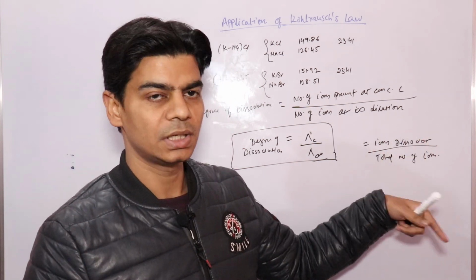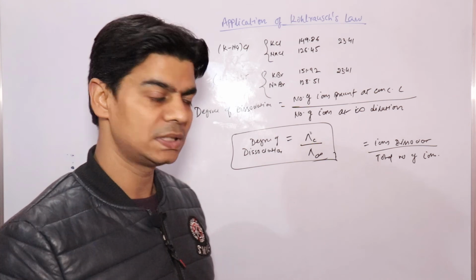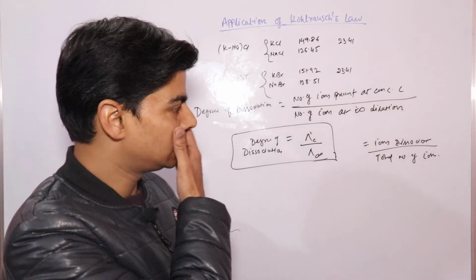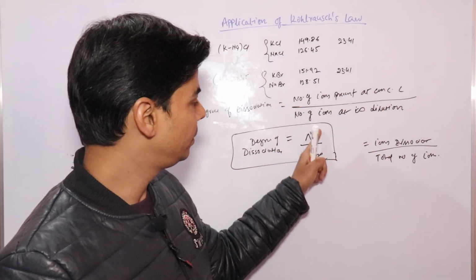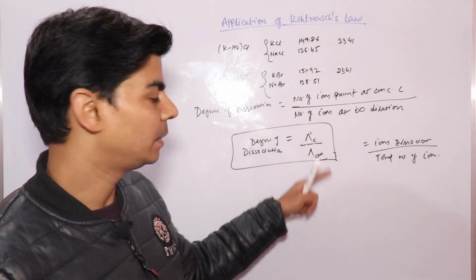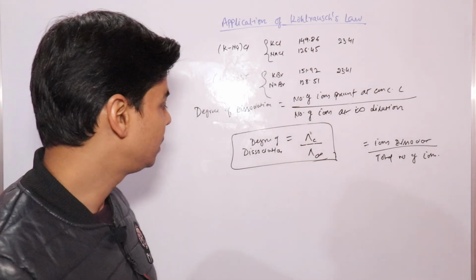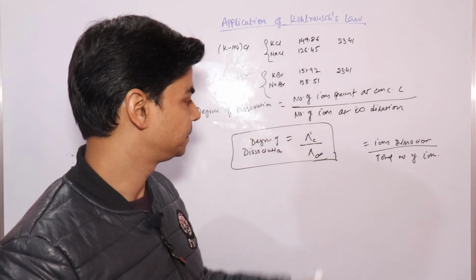And ions dissociated would be the number of ions dissociated at concentration C, right? The molar conductance would be represented by lambda C, and at infinite dilution it would be lambda infinity, right? So this is your degree of dissociation in terms of molar conductance.